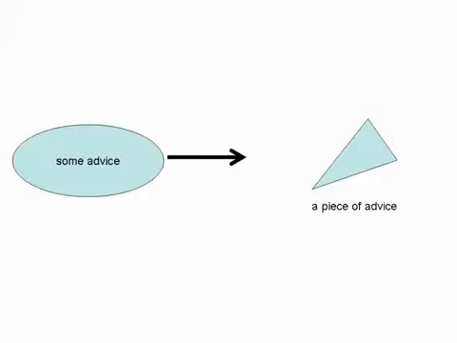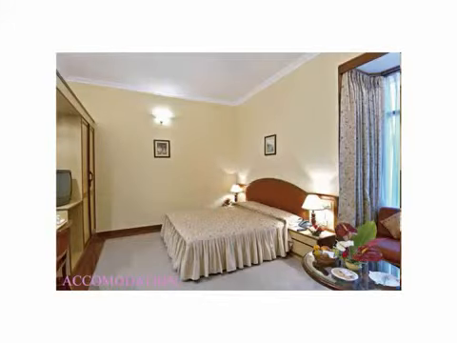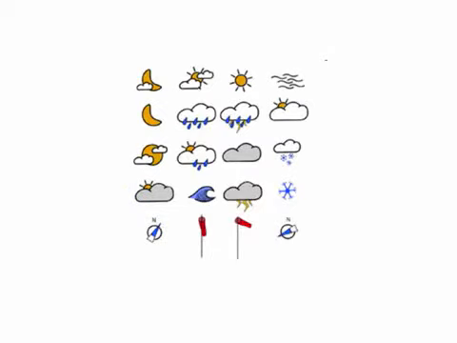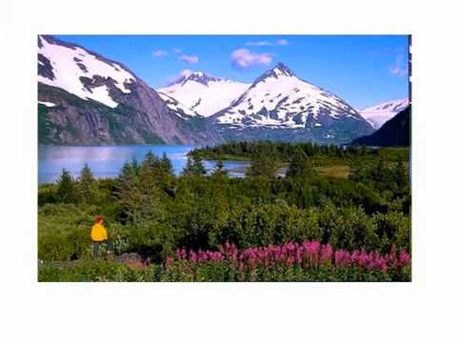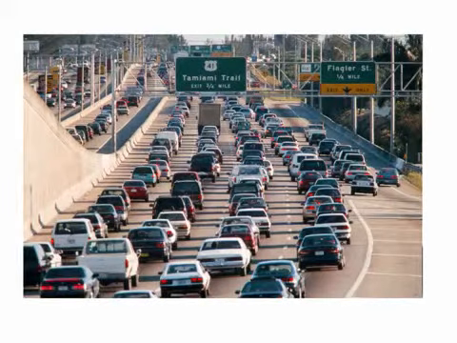Some advice, a piece of advice, 2 pieces of advice. Some knowledge, a piece of knowledge. And lastly, there are some nouns that cannot be counted and cannot be made countable. For example, accommodation, weather, scenery, and traffic.